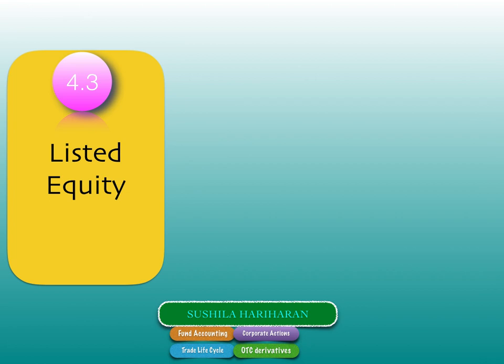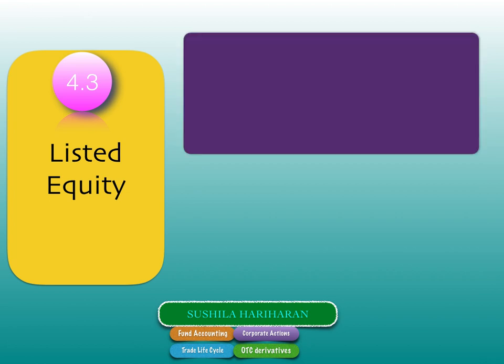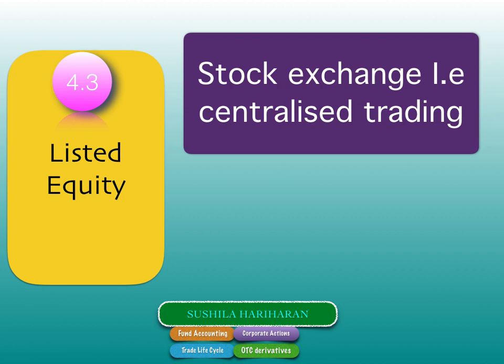Now, what happens in listed equity? Listed equity is a centralized trading on the stock exchange. These are recognized stock exchanges like New York Stock Exchange, NASDAQ in the US markets, Tokyo Stock Exchange in the Asian markets, NSE BSE in India, LSE and Deutsche Börse in the European markets. These are all centralized trading.